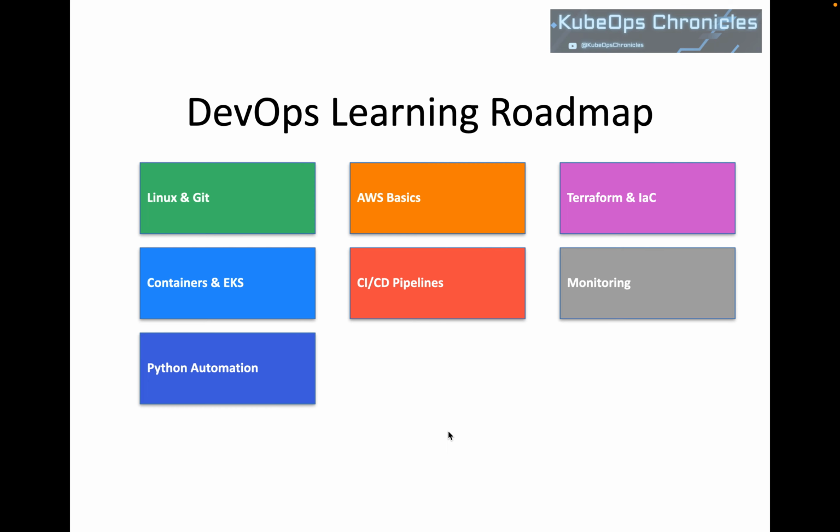Then we use IaC, infrastructure as code. We'll learn about Terraform, Ansible. Containers: we will learn about Docker, Kubernetes, EKS. CI/CD pipelines: we'll learn about Jenkins, GitHub Actions, Argo CD. Monitoring: we'll learn about Elastic or Prometheus and Grafana. To automate all these, we can use Python for DevOps.